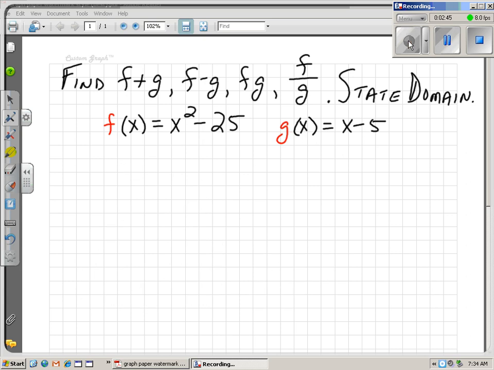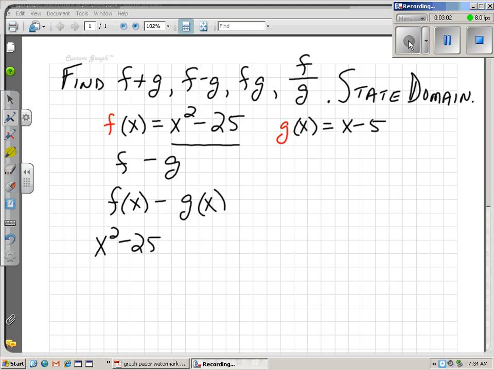All right, let's do f minus g now. So f minus g, all that means is f of x minus g of x. What's my f of x? It's x squared minus 25. So I replace f of x with x squared minus 25. And what's my g of x? X minus 5. So I'm replacing my g of x with x minus 5.